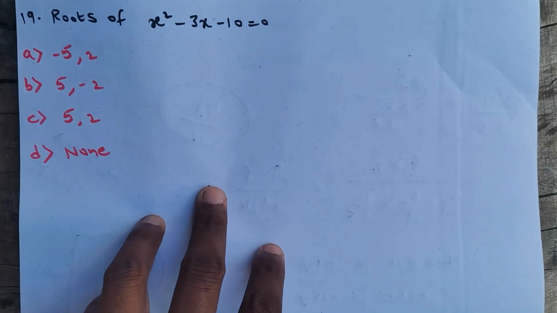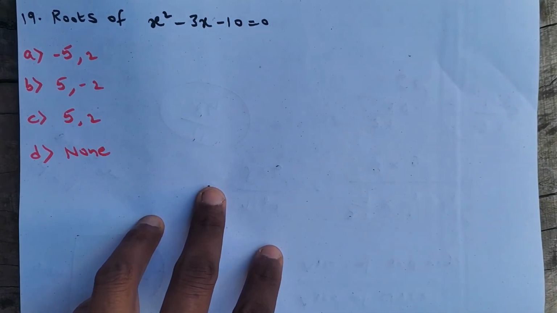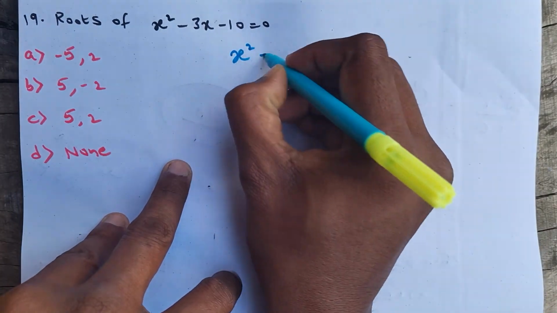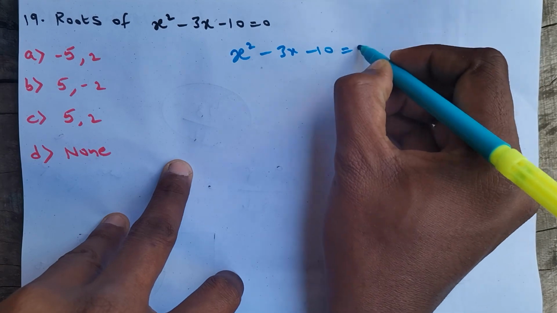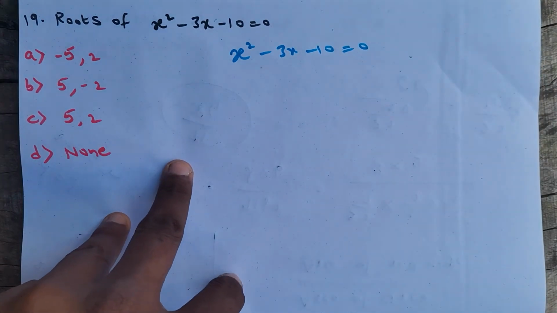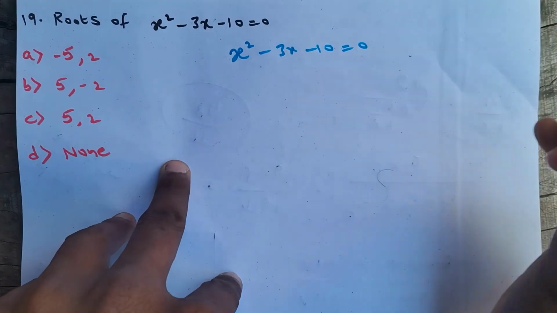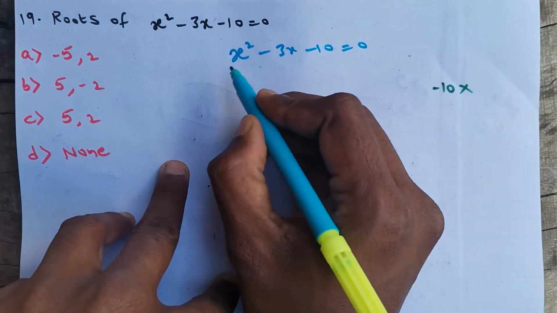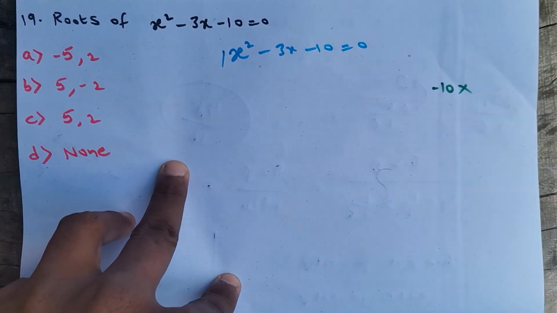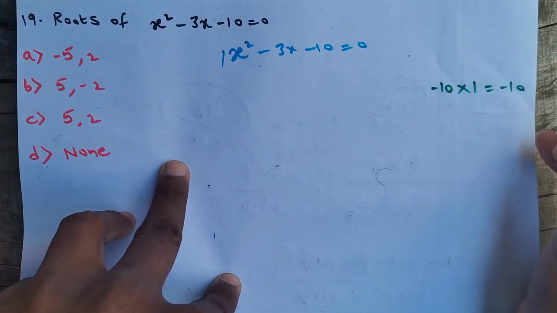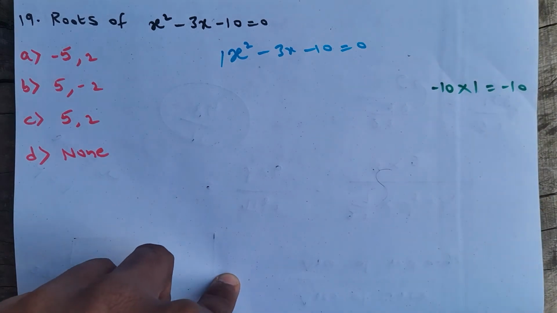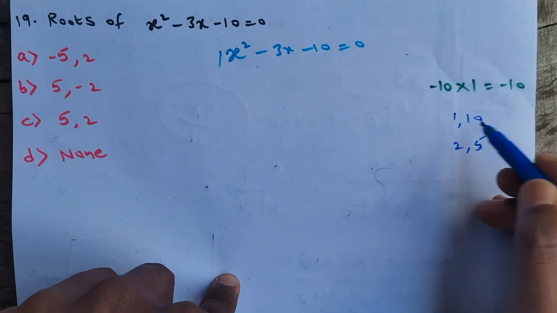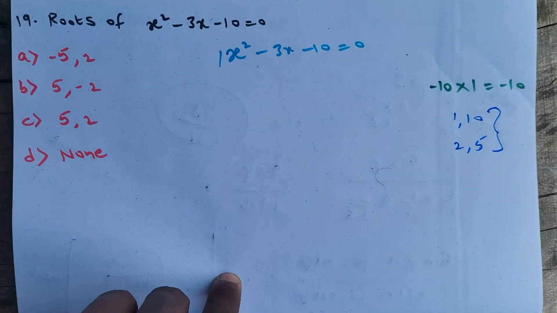Next, question number 19. What are the roots of the given quadratic equation x square minus 3x minus 10 is equals to 0? So the equation is x square minus 3x minus 10 is equals to 0. By splitting the middle term, I am going to find it. Here constant is minus 10 into x square coefficient. Before x square nothing is there, so it means 1. So into 1 is equals to minus 10. Now write where 10 will come, in which tables. 1 10s are, 2 5s are, 5 2s are, 10 1s are. So only these pairs are possible.